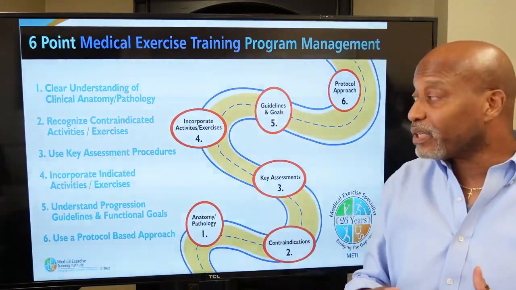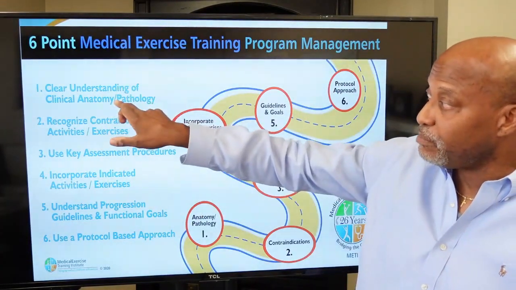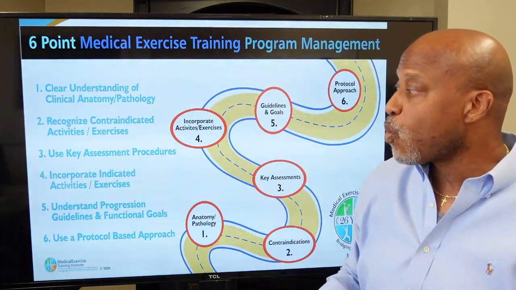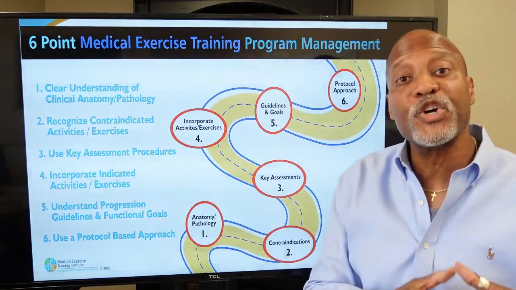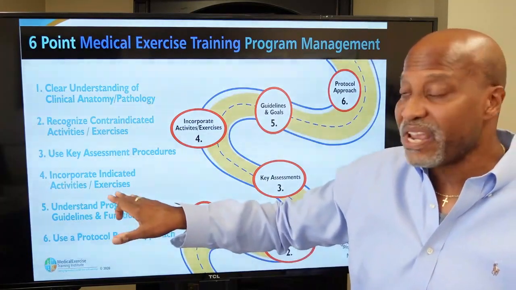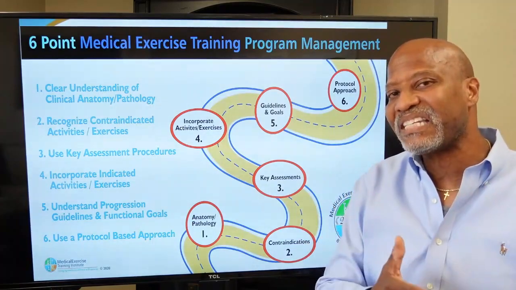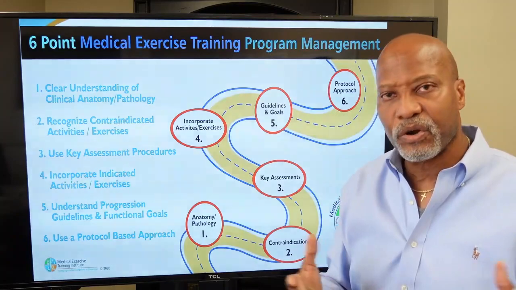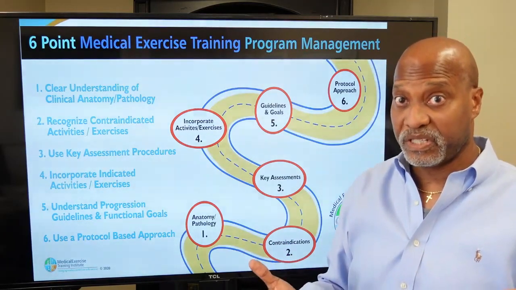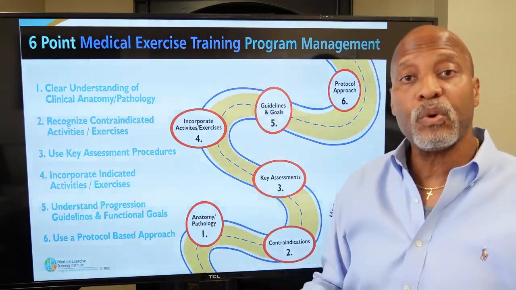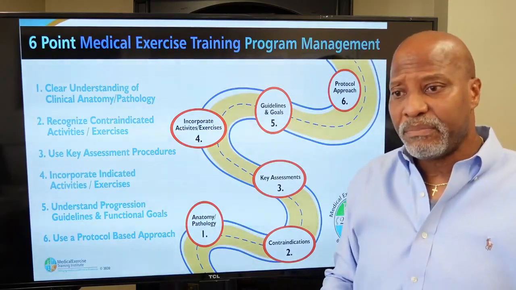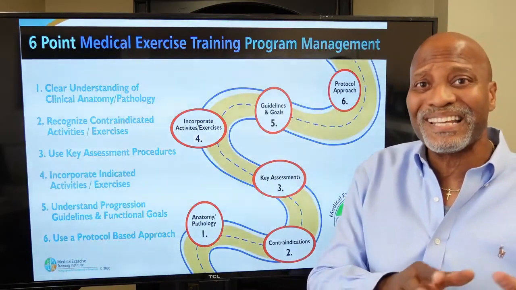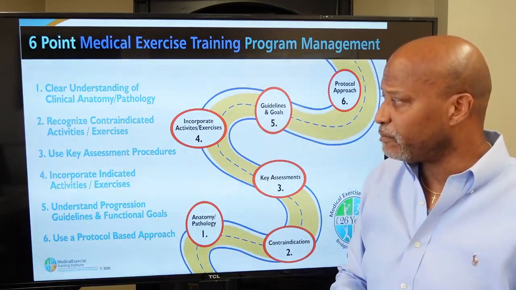So when you find out what the client's condition is, based on the anatomy and pathology of that condition and your understanding of medical exercise training guidelines, what are the activities that are good for this client? What are the exercises that are good? So notice we say activities and exercises. Activities, let's say it's a client that has a disc herniation. Obviously, we don't want them sitting. That would be contraindicated. But they will have to sit if they're working. Maybe they get up every 15 to 20 minutes and do some type of spinal extension exercises. So that's an indicated activity for them.